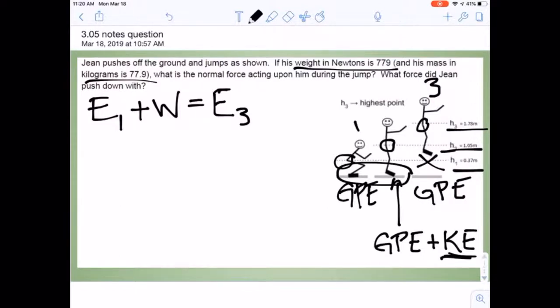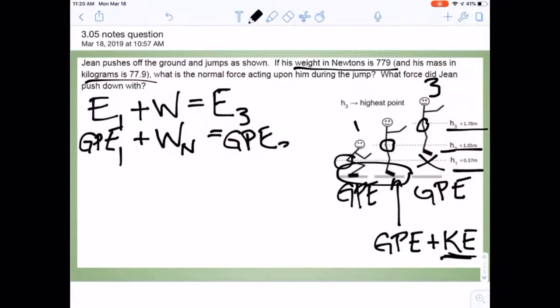So E1 is going to be GPE1. And since I'm using GPE, I'm only going to use the work of the normal force. I'm not going to use work of gravity. Those are the only two forces at work here. And we've got GPE3 for E3. Okay. So mgh1 plus, so the work of normal force gives us normal force times d. That's equal to mgh3, sorry.